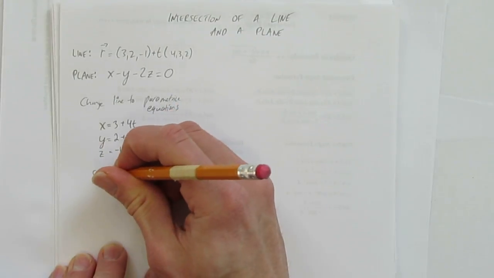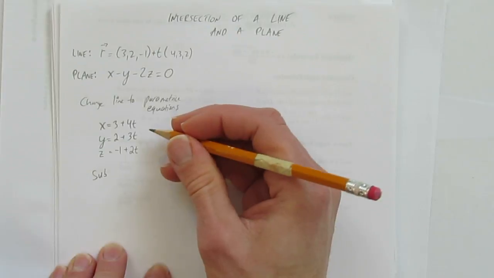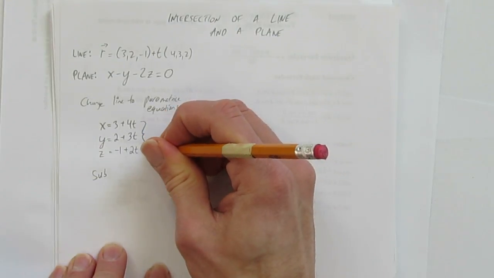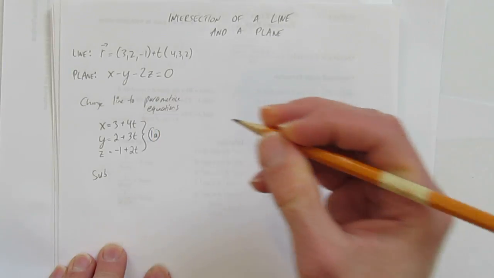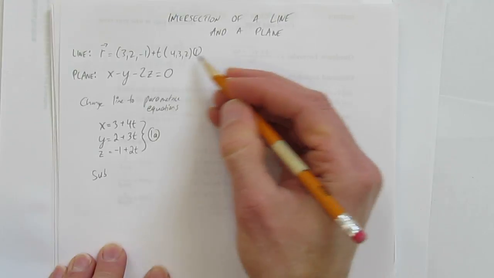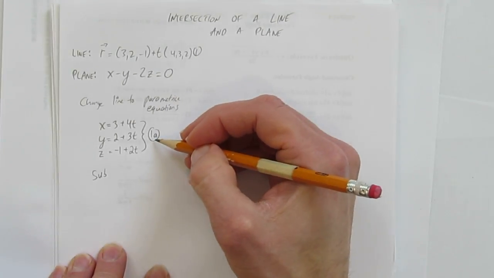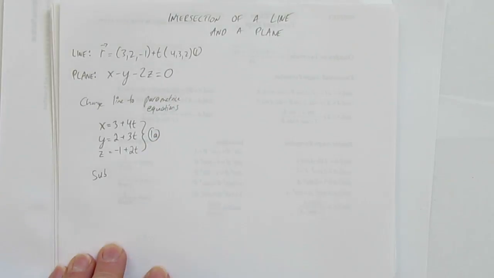Next, we're going to sub the line. Let's call the line parametric equations 1a. I'm just calling it 1a because I like to keep the 1 here. This is equation 1 of the line. And so 1a has been adjusted. It's the same as 1, but I've changed it somehow. In this case, made it parametric.